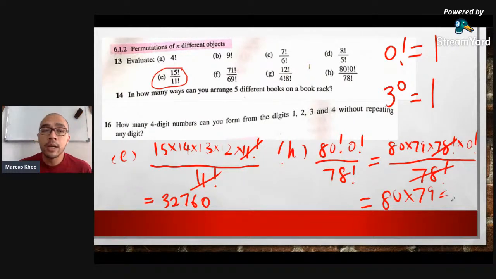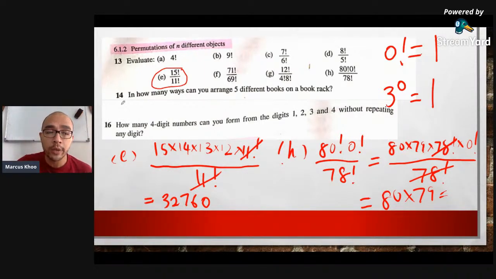Now remember, we use factorial if we have a certain number of objects and we want to permutate all of it. All of it we want to permutate. We don't want to permutate some of it. We want to permutate all of it. We want to arrange all of it. Okay, so that's how we use it.